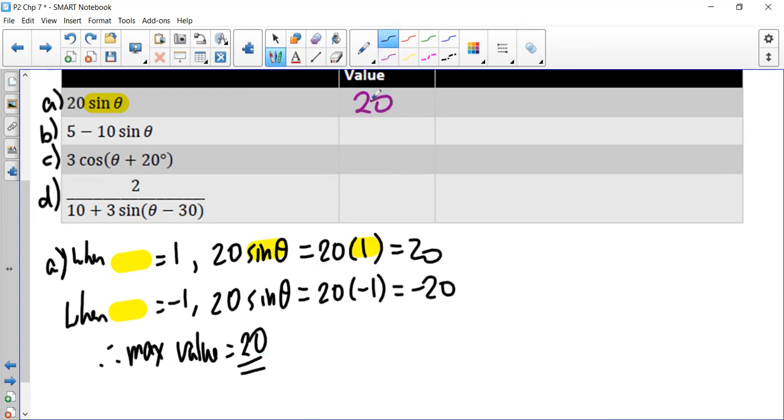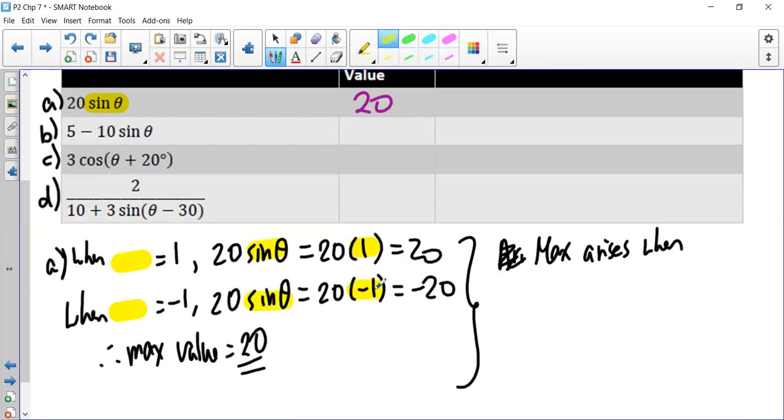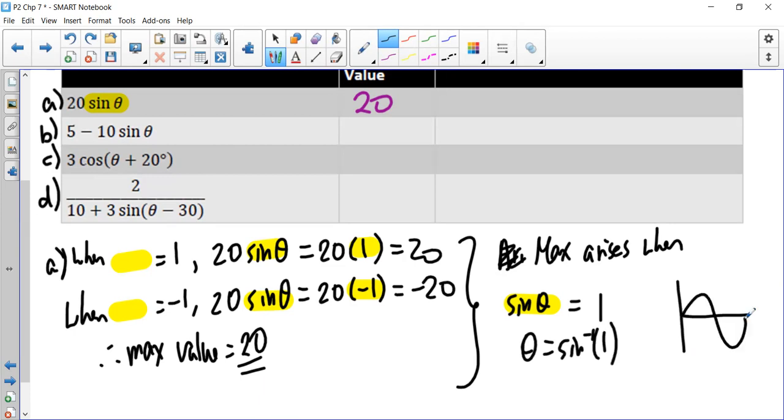And when does it arise? Next part. The max arises when the highlighted part equals 1. By the way, I forgot to highlight this. When sine theta equals 1, so it occurs when sine theta equals 1. Therefore, theta equals arcsine of 1. Arcsine of 1 is 90 degrees. So theta equals 90 degrees, and that's the answer.